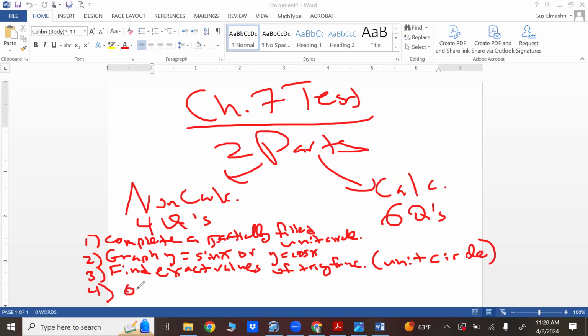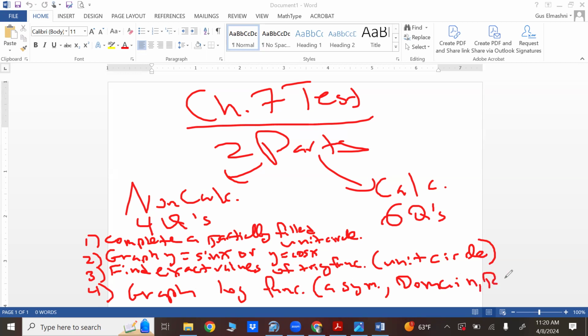And number 4, I'm going to ask you to graph a log function. You also will need to state the asymptotes, domain, and range. Okay, asymptotes, domain, range. Yeah. So that's the non-calc.